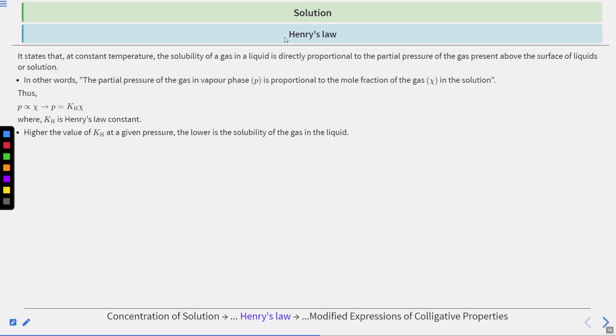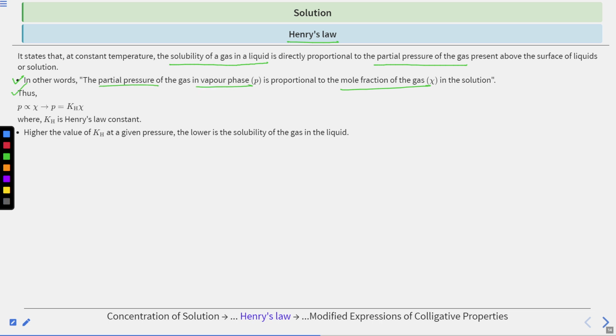Let's move to our next topic, which is Henry's law. Henry's law states that at constant temperature, the solubility of a gas in a liquid is directly proportional to the partial pressure of the gas present above the surface of the liquid or solution. In other words, we can also say the partial pressure of gas in the vapor phase is proportional to the mole fraction of gas in the solution.